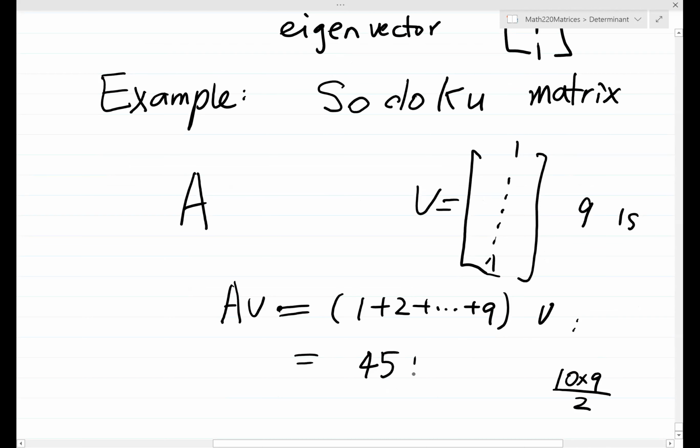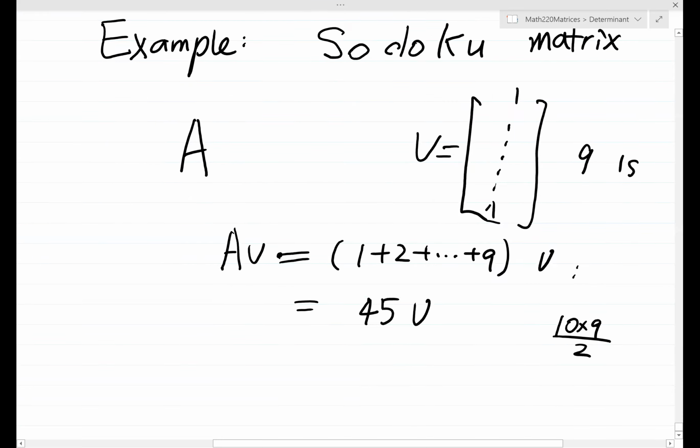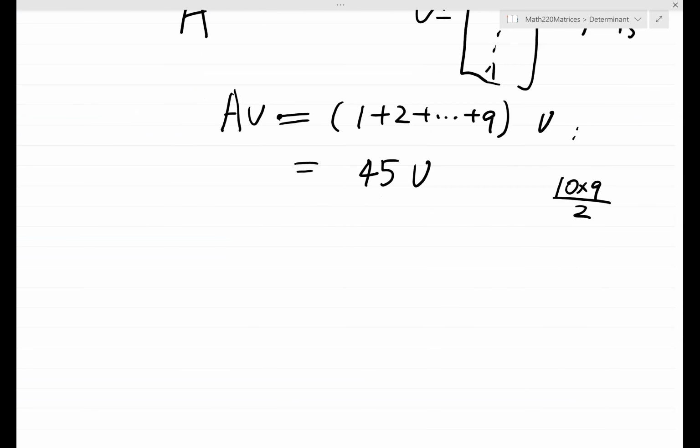It's 45V. So here, this Sudoku matrix, you can view it as a giant magic square. This eigenvalue is 45. Okay. So these are two examples of eigenvalues and eigenvectors. Okay, the next question is, how do we find eigenvalues? How do we find eigenvectors of a matrix? Given a matrix, how do we find its eigenvalues and eigenvectors?